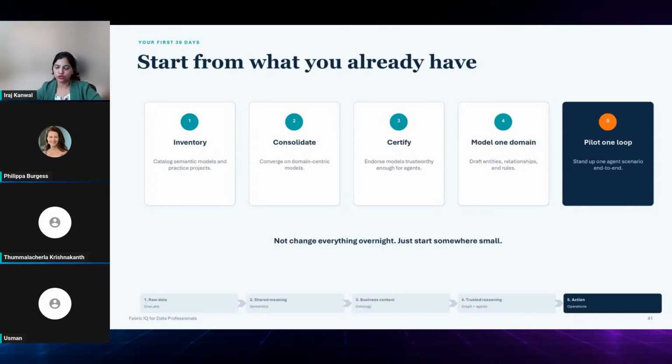Pilot one loop. You don't have to go for a big use case. For the example that I've given you about the facility: if a sensor alert creates an incident, the incident is connected to an asset and a facility, the route impacted is calculated, and an agent can recommend a notification. So keep the first loop small and explainable and useful. That is going to be the first use case that you can start from.